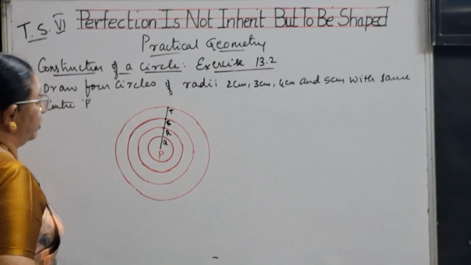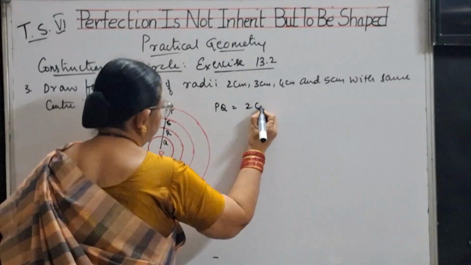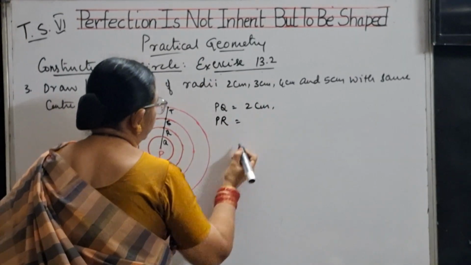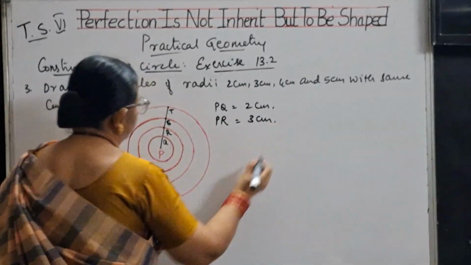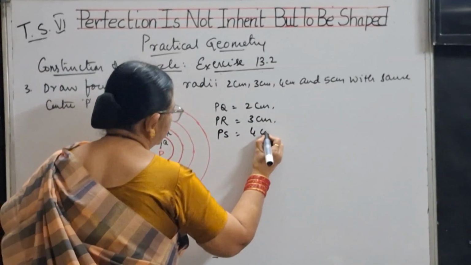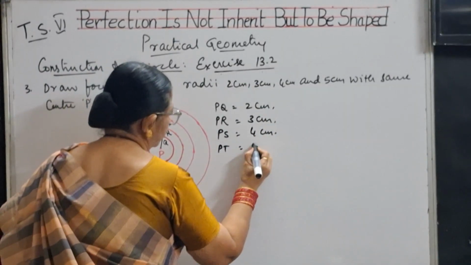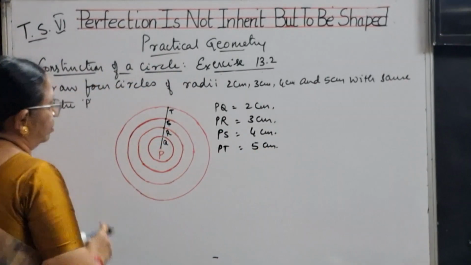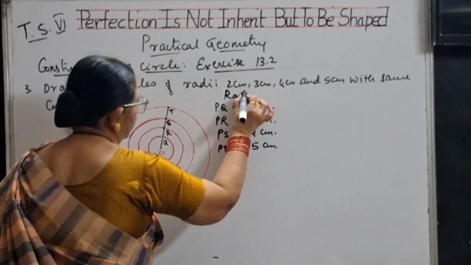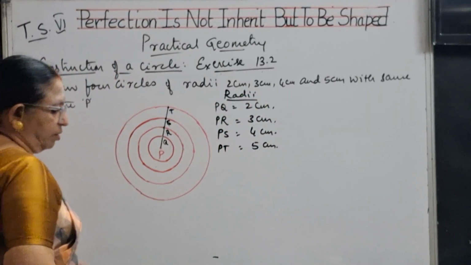So here are the different radii. PQ is 2 centimeters, PR, the second circle, has 3 centimeters as radius, PS is equal to 4 centimeters as radius, and PT is equal to 5 centimeters. So this is the construction you have done, and these are the radii you have got for this figure, children. So this is how you need to do it.